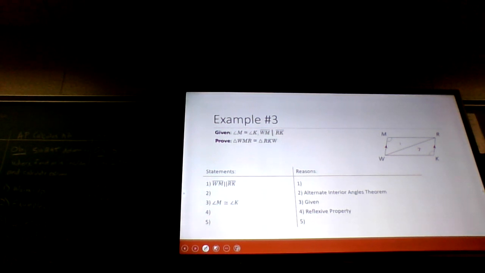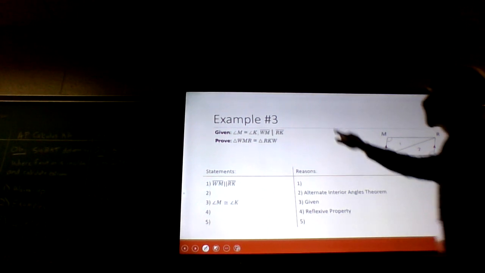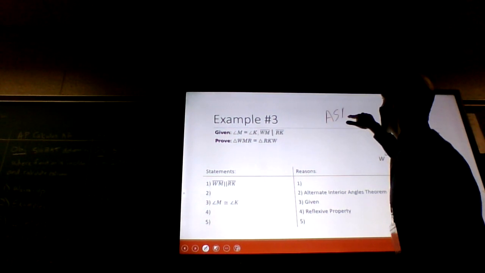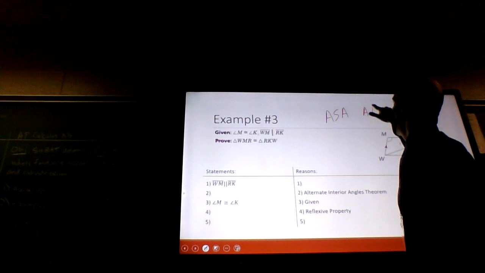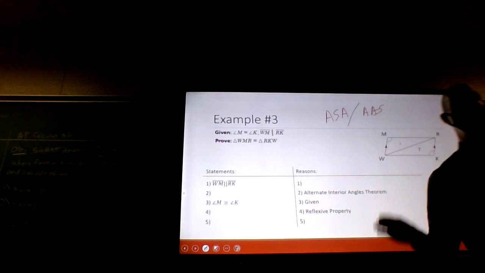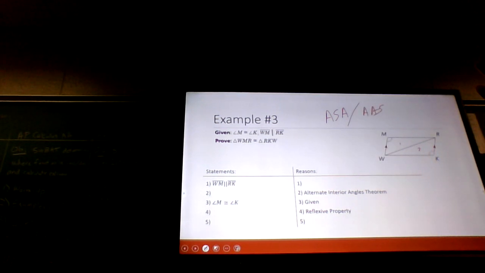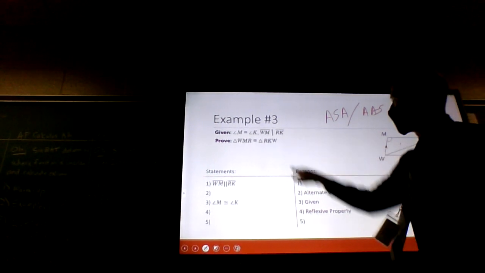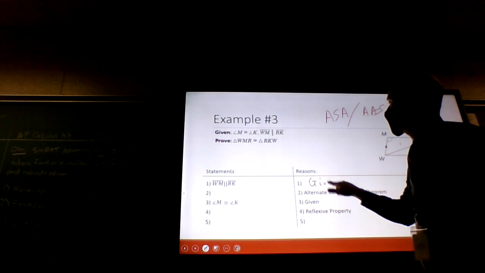That's what we're trying to do today. Prove triangles are congruent. And I'm telling you right now, the answer is going to be either ASA or AAS at the very end. It's not SSS or SAS. We did that a minute ago. We'll come back to that later. So what do you guys think the reason is for step 1? Well, yeah, it's given. It's almost always given on the first step.